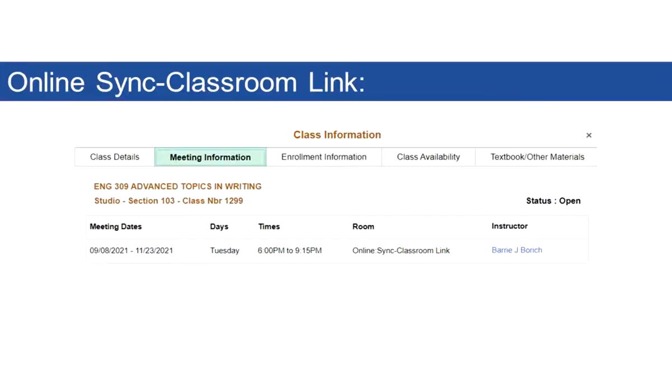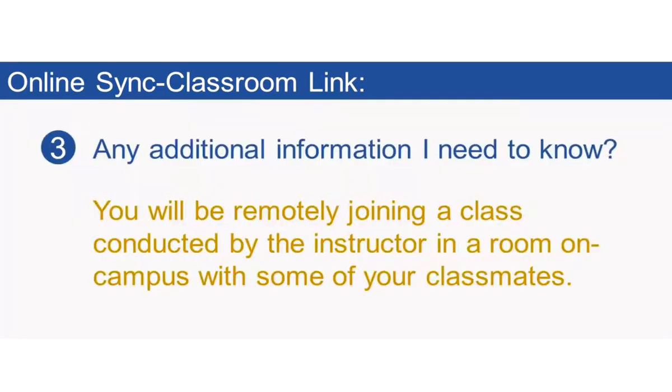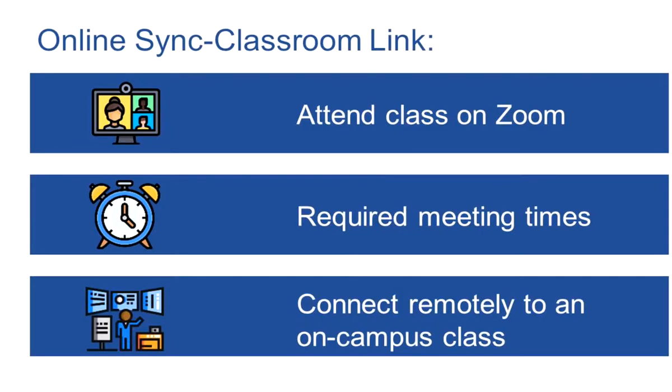For classes in which the instructor is in a room on campus while students attend remotely on Zoom, the room column will indicate Online Sync Classroom Link. The Classroom Link portion of this modality answers the third question. Any additional information I need to know? You need to know that you will be remotely joining a class conducted by the instructor in a room on campus with some of your classmates. 3 icons apply to Online Sync Classroom Link: Zoom meetings, required meeting times, and the connection to an on-campus class.